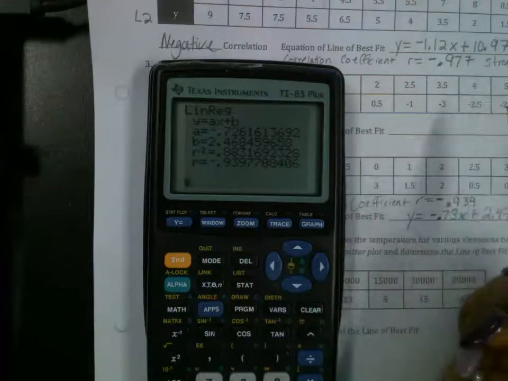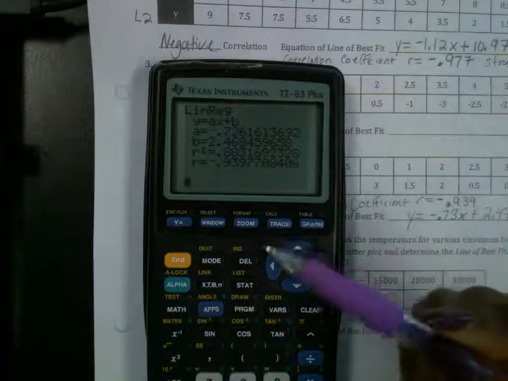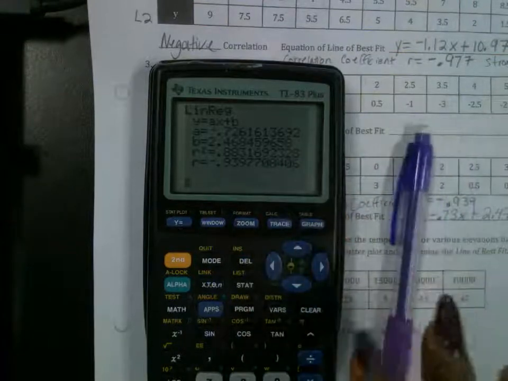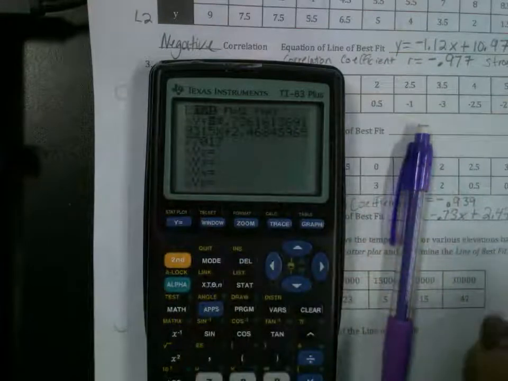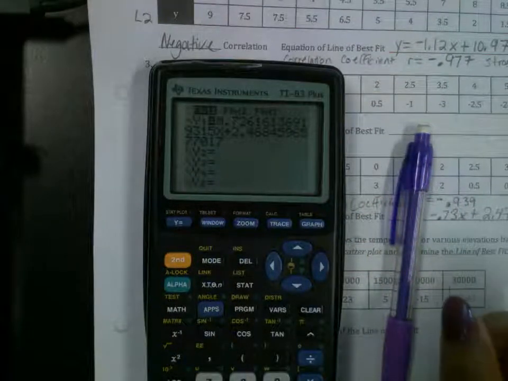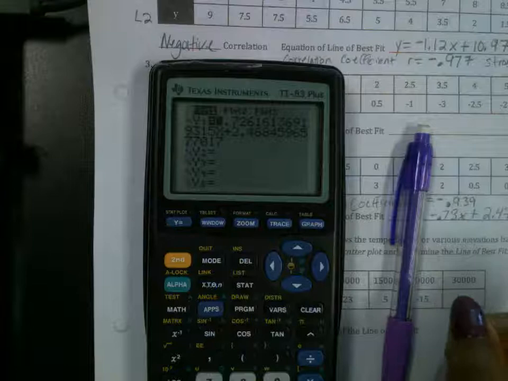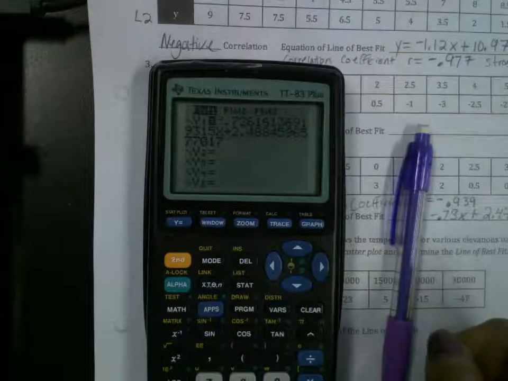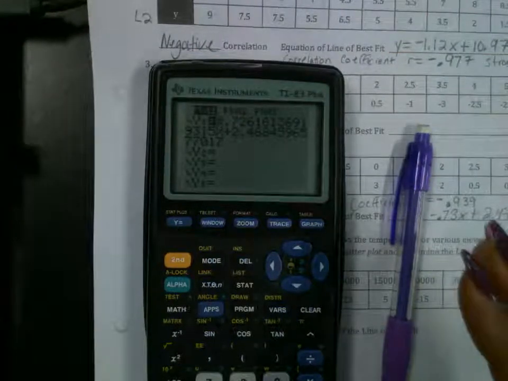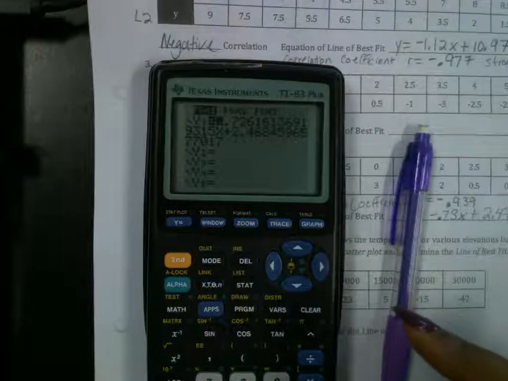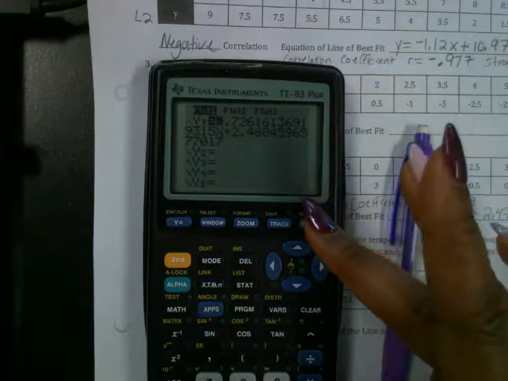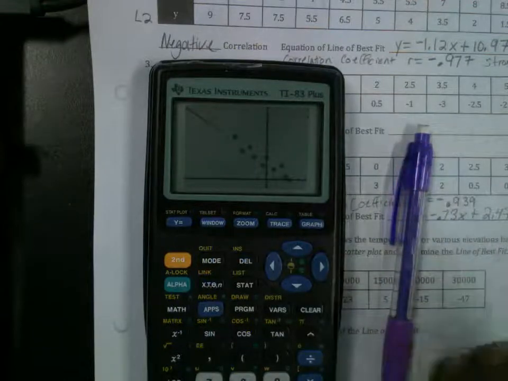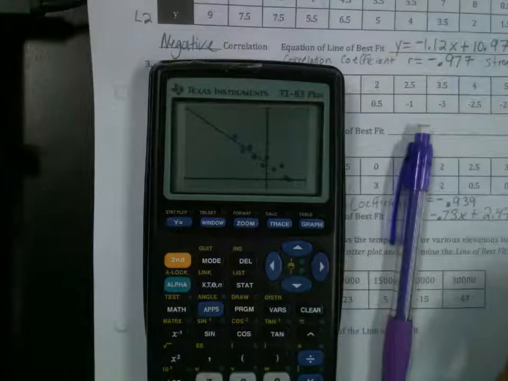Okay? Now, because we did all of those steps, the calculator automatically puts this equation in y equals. That way we don't have to type all those numbers in, because that would be a lot of work. We have to copy it and then type it in. The calculator does that for you by doing those keystrokes, the vars. Then all you have to do really is just graph, and it automatically puts the line of best fit there.